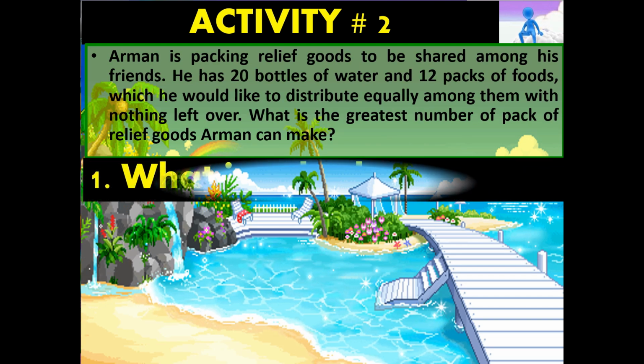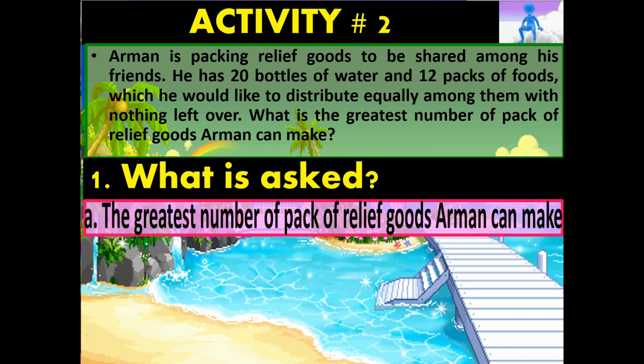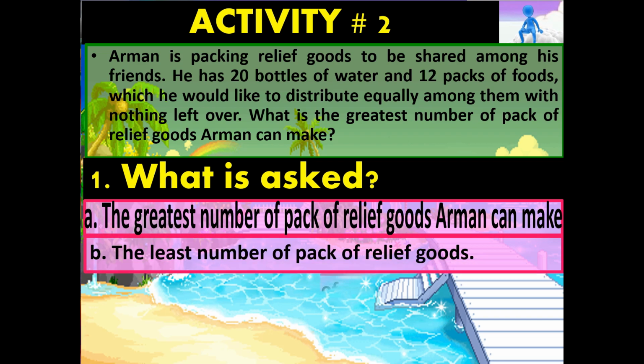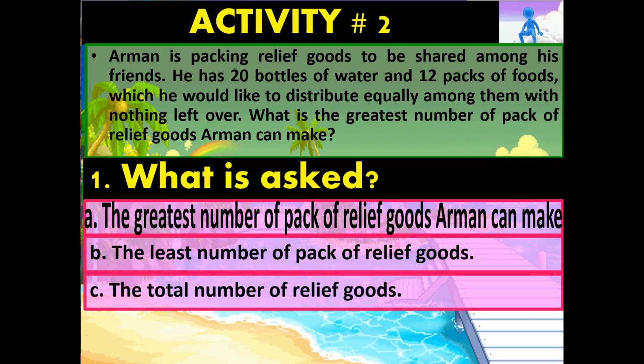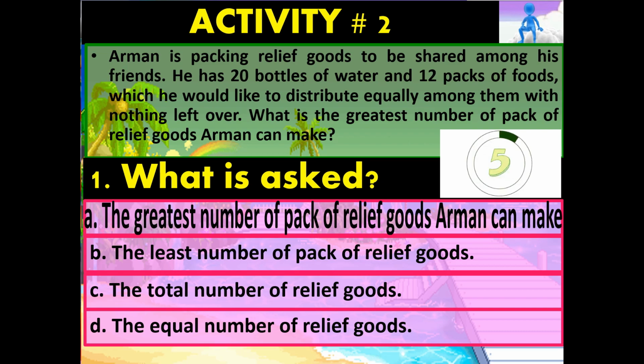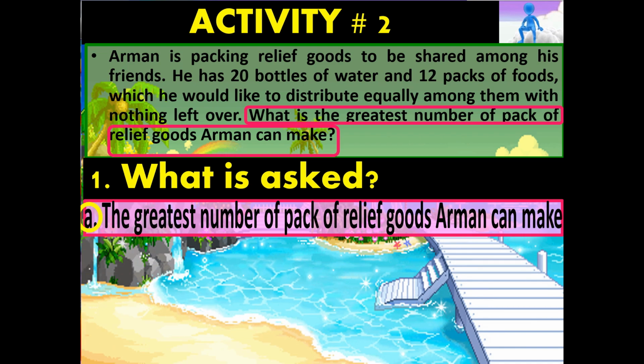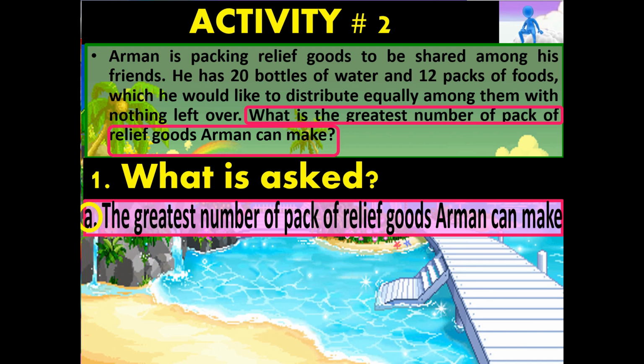Question number 1. What is asked? A, the greatest number of packs of relief goods Arman can make. B, the least number of packs of relief goods. C, the total number of relief goods. Or D, the equal number of relief goods. Your 5 seconds starts now. Your time is up. The correct answer is letter A. Bravo for those who got the correct answer.